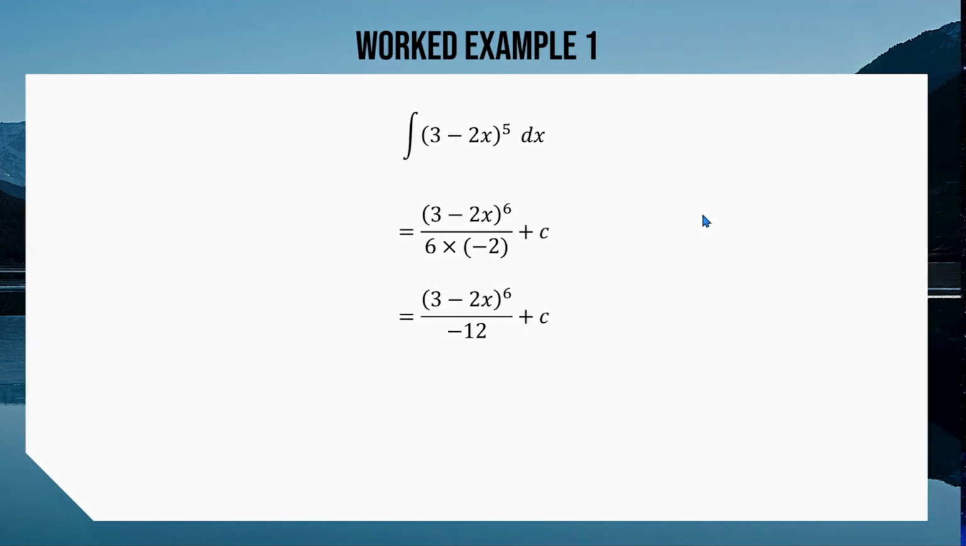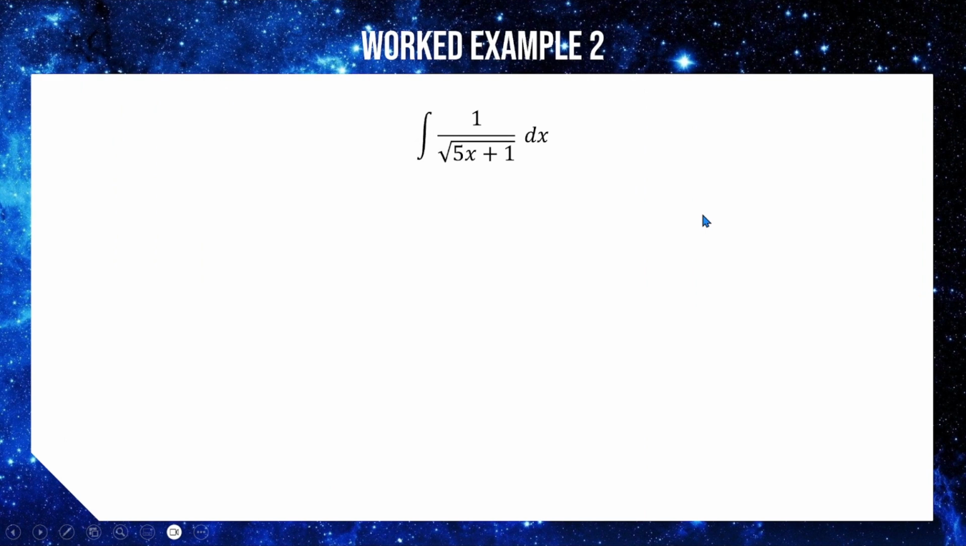Let's do another one. This one is more challenging because we have a fraction and we have a square root on the bottom. So we're going to have to put this into index form first of all. So we can write the bottom of the fraction, because it is a square root, once again as a power of a half. And then we can bring this to the top of the fraction by changing the sign from positive to negative. So we can rewrite our question as the integral of (5x plus 1) to the power of negative half. There should be a dx there. I've just forgotten it, so apologies for that. So there we are in index form.